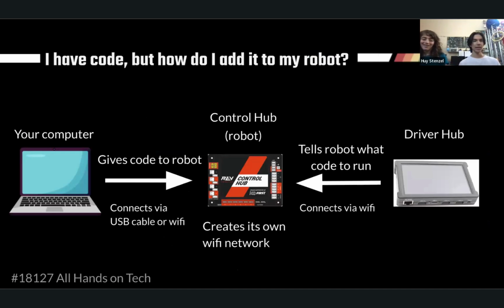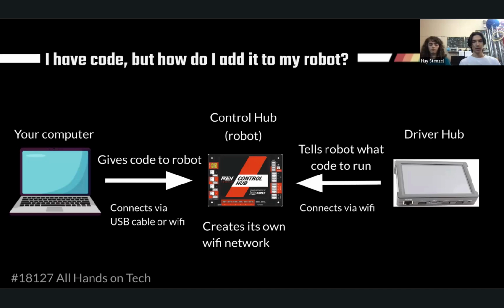Okay, so now that you've made your programs and you want to run them on your robot, you need to know how to do that. Obviously your code starts on your computer, and to give it to your robot, you have to download it onto your control hub, which is essentially the brains of your robot. That connection can be either USB or via Wi-Fi, because the control hub has a Wi-Fi hotspot.